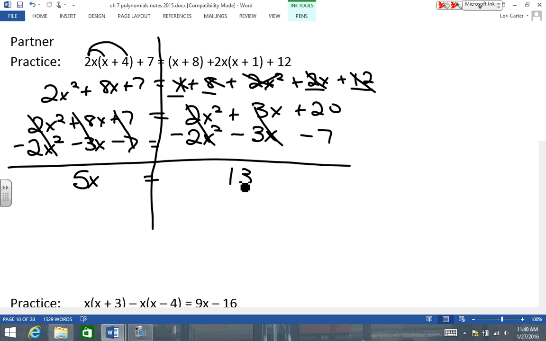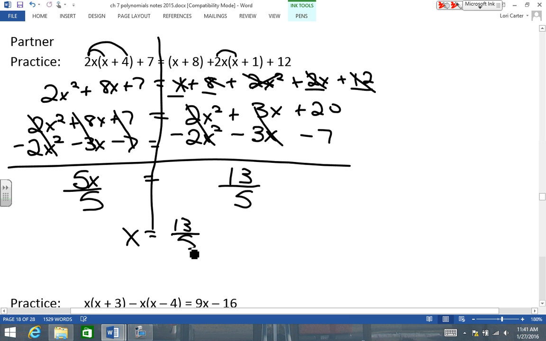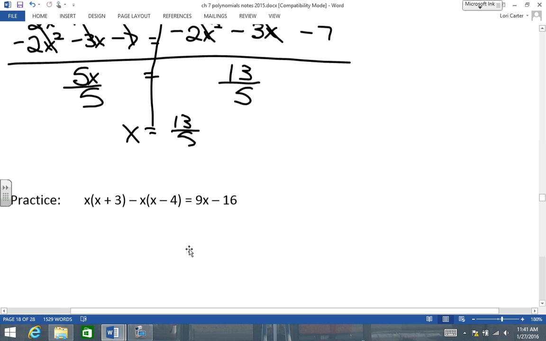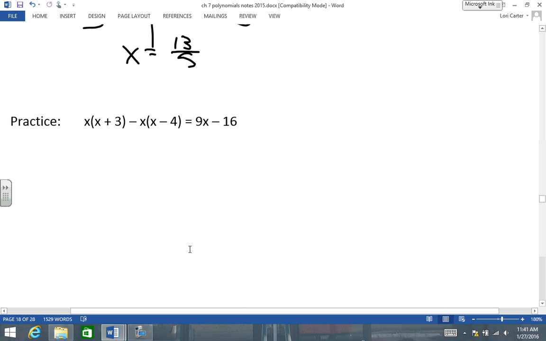Why is it 2x squared? Because you brought everything down. So 2x times x is 2x squared. Here we combine like terms. Okay, I see it. Are we good? So how do I finish solving this? Divide by 5, and I like that fractional answer. 2 and 3/5, or 2.6. They can be two ways. Okay, try your next one.